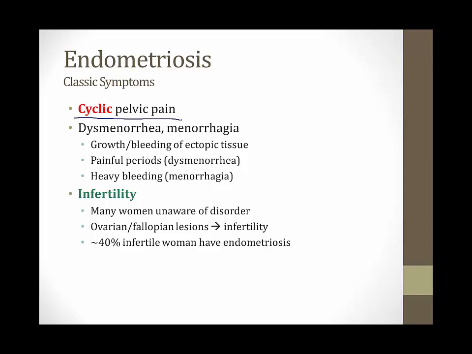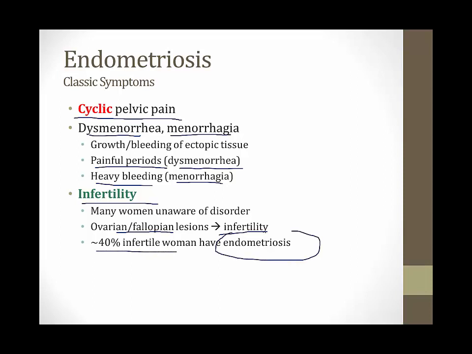In addition, women can have painful heavy periods, that's dysmenorrhea and menorrhagia. This is because of growth and bleeding at the ectopic tissue site. So these women can have painful periods, that's dysmenorrhea. They can also have heavy bleeding, which is menorrhagia. In addition, infertility is a classic outcome of endometriosis. It turns out many women are unaware they have endometriosis, but if they have lesions in their ovaries or fallopian tubes, this can disrupt fertility and these women will be infertile. And in fact, studies have shown that 40% of infertile women have endometriosis. This is a very common cause of infertility.